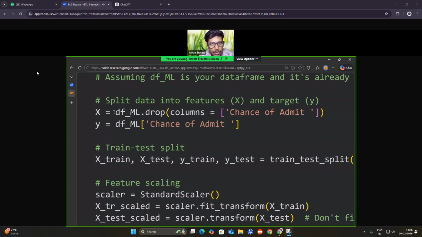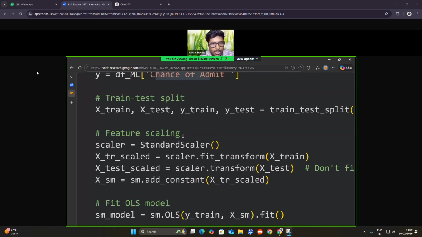So this is what we have done. We have splitted the data. We have splitted the dependent variables and independent variables. So all these X values are independent variables and Y is the ground truth. Y is the label. So chance of admit is the label, and X contains all the columns apart from chance of admit.